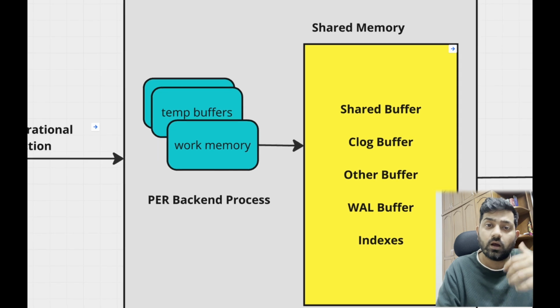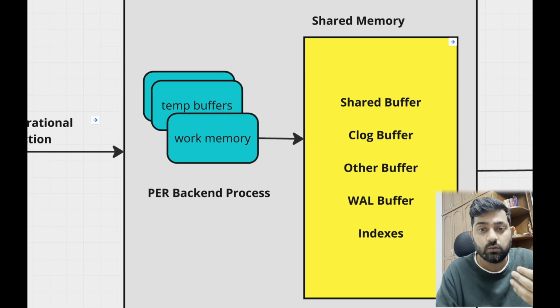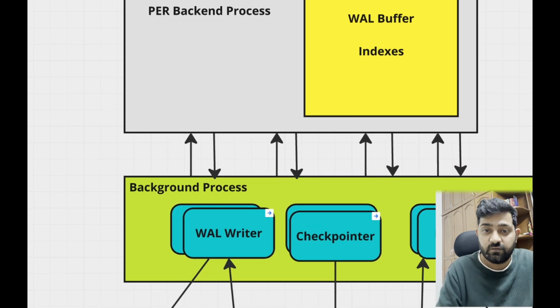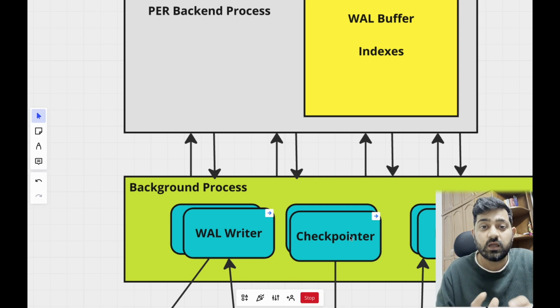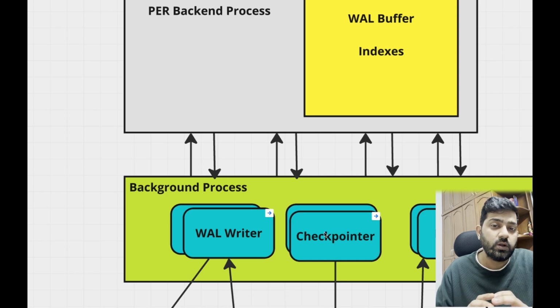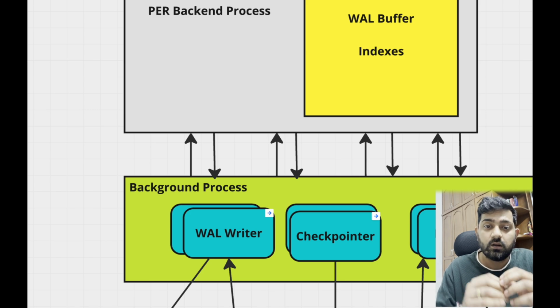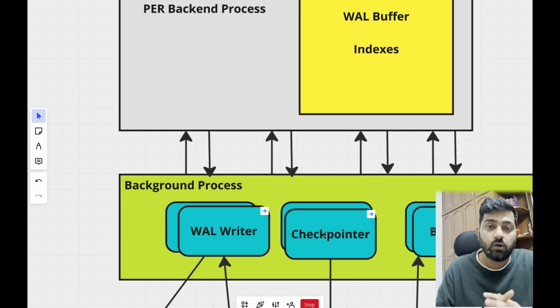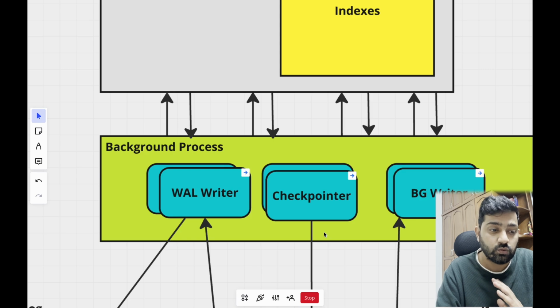Apart from that, there are other background processes like autovacuum, which is responsible for cleaning dead files from the disk, and similarly there are archival processes which are running. So these are various types of background processes. But for the sake of understanding Postgres engine internals, these three processes play a very important role in making sure that the ACID properties of Postgres are preserved.